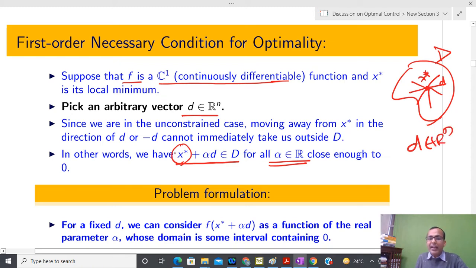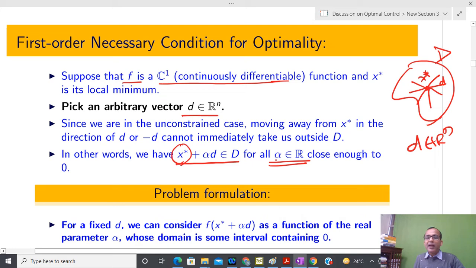x star is also a vector, and here I am going to scale that vector. Since we are in a vector space, this assumption is true: I can perform scalar multiplication with a real field element, alpha d, and after adding this I still remain in D. How do we select alpha? Alpha is close enough to 0. Why? Because I know that x star is a local minimum. It means that if alpha is very close to 0, then x star plus alpha d will be close to x star. Does anyone have confusion?